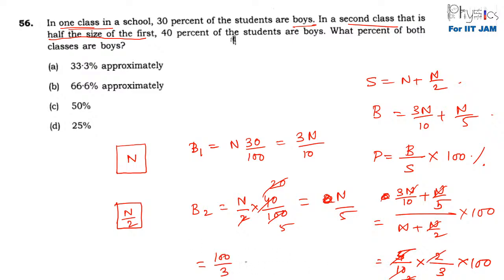So the answer is 33.33%, right? So it is option A, 33.3% approximately. So tell me if it is clear to you or not.